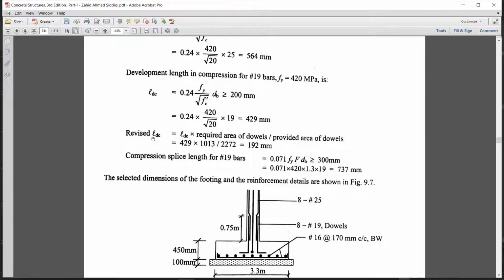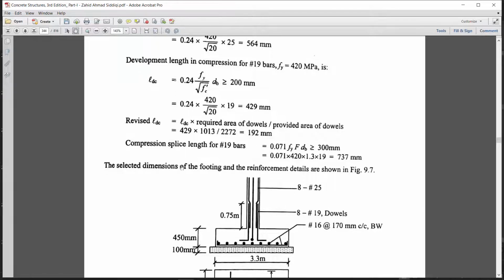But the required number of dowels minimum is 4, and we have provided 8. So we can reduce the development length. How? Required area of dowels 1013, provided area 2272. So multiply with 429, that is for number 19. So you need to provide a development length of 192 millimeter.